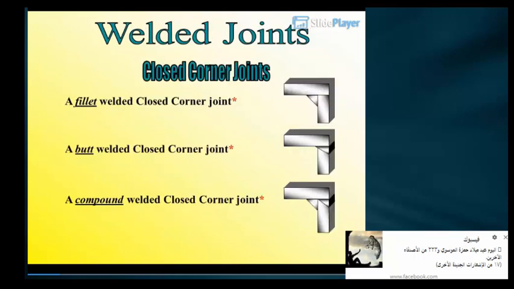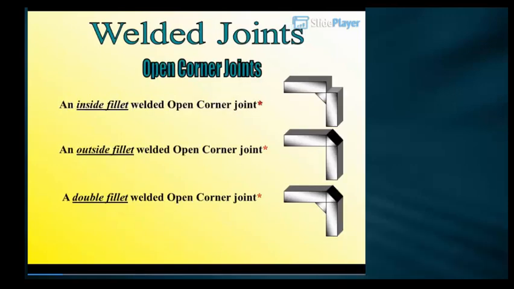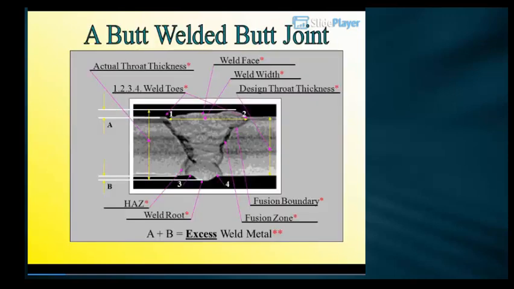Welded joints: closed corner joints. A fillet welded closed corner joint. A butt welded closed corner joint. A compound welded closed corner joint. Welded joints: open corner joints. An inside fillet welded open corner joint. An outside fillet welded open corner joint. A double fillet welded open corner joint. A butt welded butt joint.